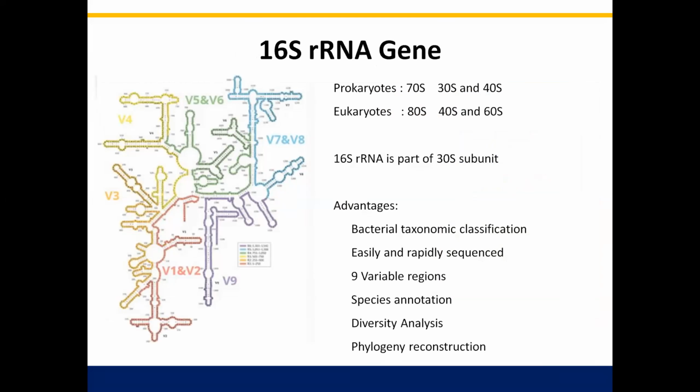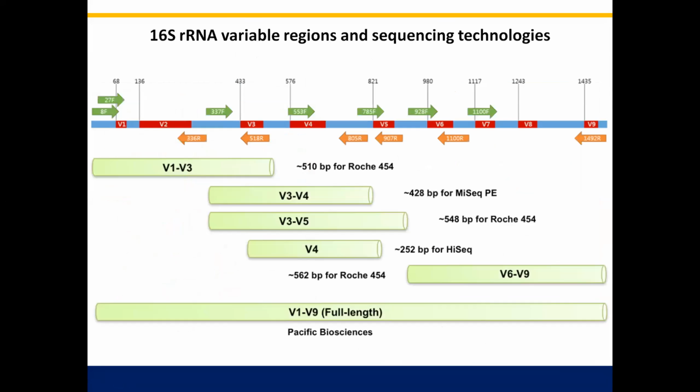We know that the 16S rRNA gene is very essential and is used as a marker. Its main advantage is that it is used for identifying bacterial taxonomy, and it can be used for constructing phylogeny to know how closely the bacteria are interrelated with each other. Here we have nine hypervariable regions which are used for sequence identification of different kinds of bacteria.